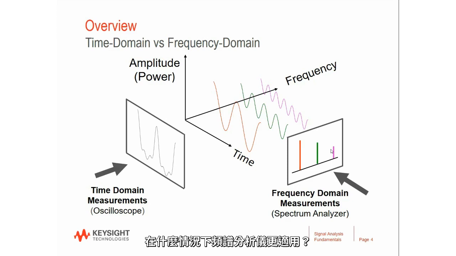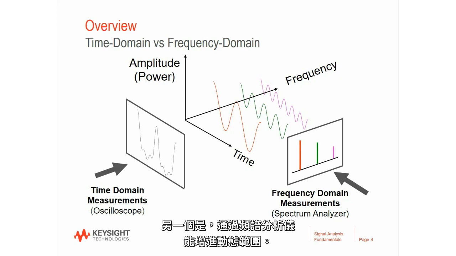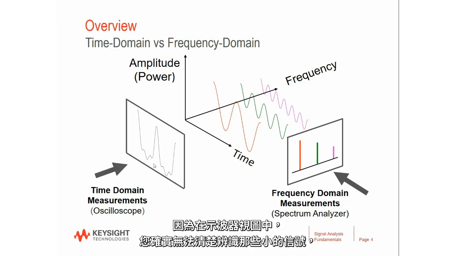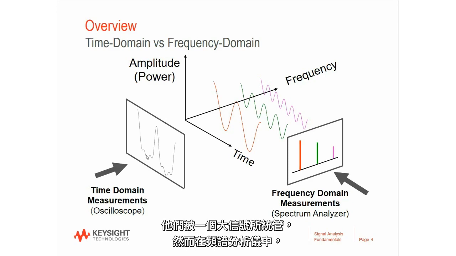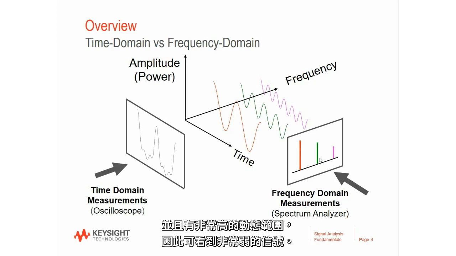Sometimes an oscilloscope might be the right tool. When is a spectrum analyzer a better tool? In general, there are a few reasons to choose a spectrum analyzer. One of them is that if you want to see the frequency makeup of a signal, then this is the right way to do it. Another one is that dynamic range is improved through a spectrum analyzer, because in the oscilloscope view, you really can't see those small signals very well. They're being dominated by that one large signal. But in a spectrum analyzer, you can easily see low-level signals, even in the presence of large signals, and you have a very high dynamic range, so you can see incredibly small signals.